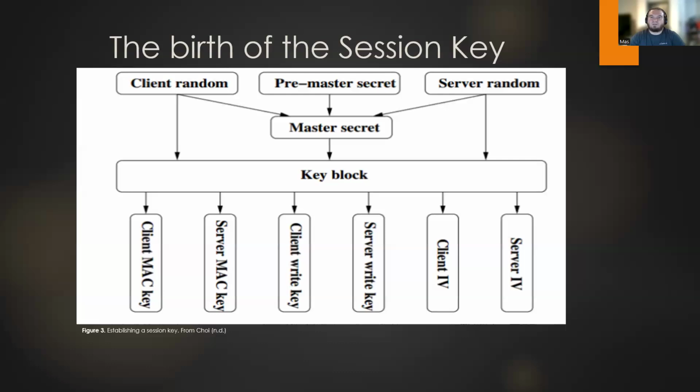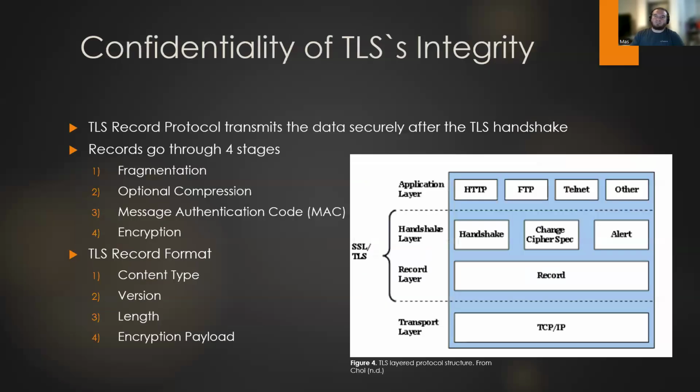Each record includes a sequence number, ensuring old messages can't be reused maliciously, guarding against replay attacks. All cryptographic materials are derived from the master secret and are not reused across sessions, ensuring forward secrecy and strong security. The TLS record protocol, this is like the wrapper that encrypts and protects the actual message sent between client and server. The record protocol has 4 stages.